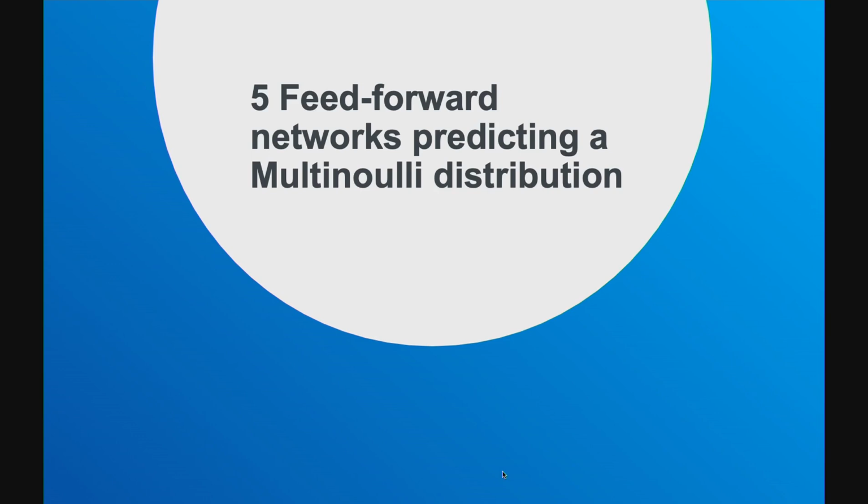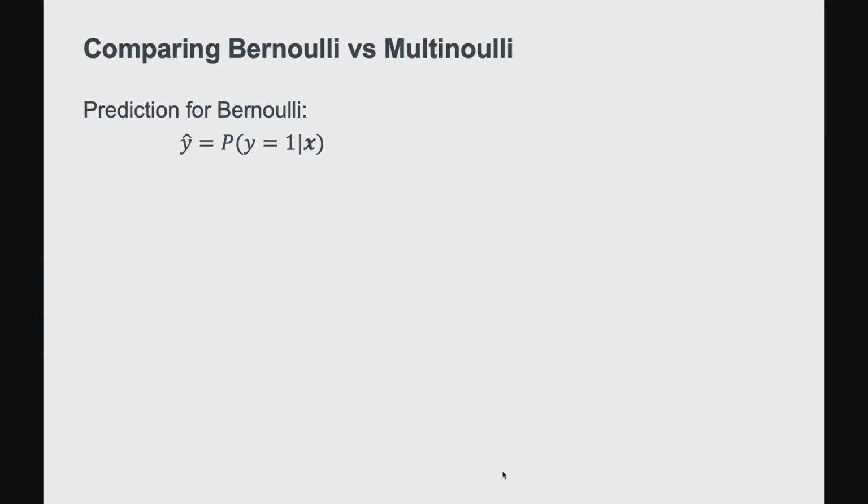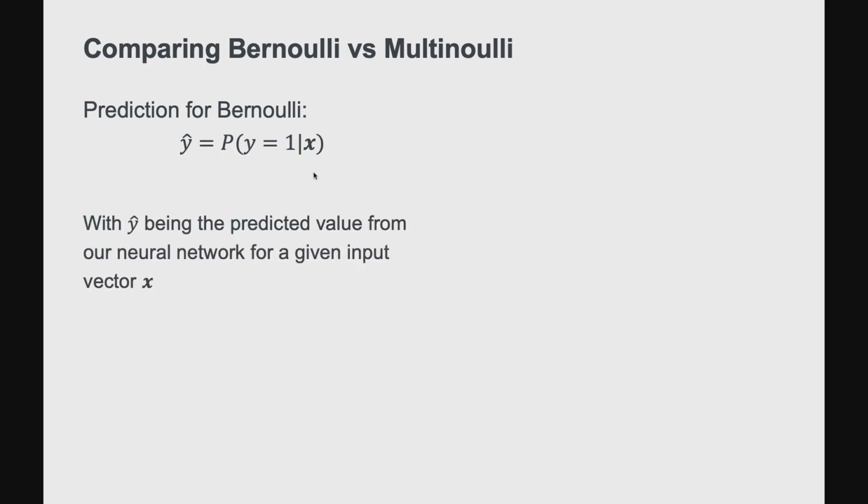But now let's do this with feed-forward networks for a multinoulli distribution. For Bernoulli distribution, we have that y hat is the probability of y equals 1 given x. But, I mean, y hat represents here either class 0 or class 1. What do we do with a multinoulli, like the throwing of a dice, which would be 6 different values? How do we decide there?